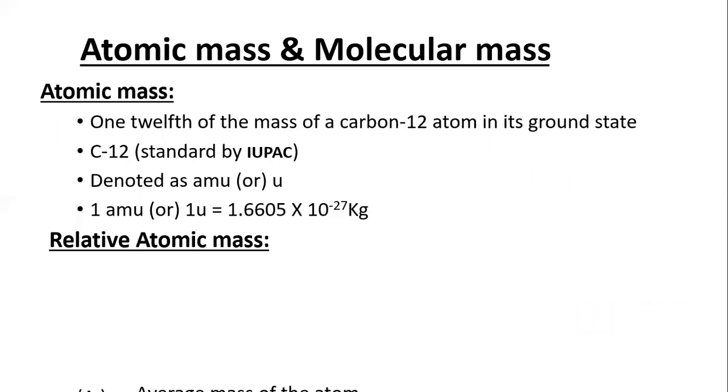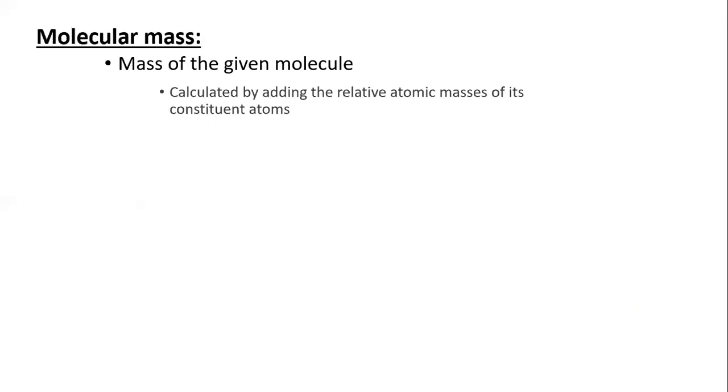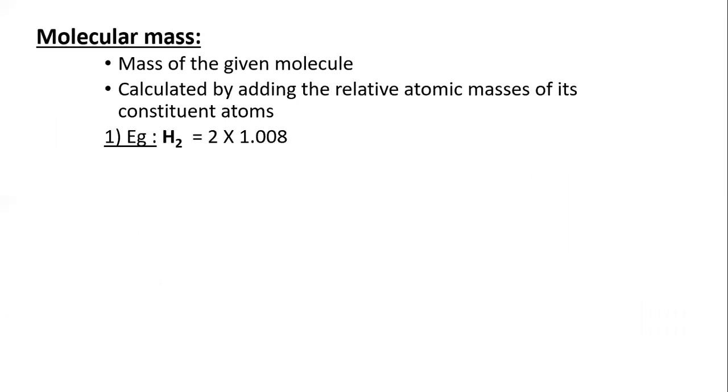Let us see. Now this 2 into the atomic mass weight 1.008. So now what happened? 2.016 AMU or simply u. And then the next example, H2O.